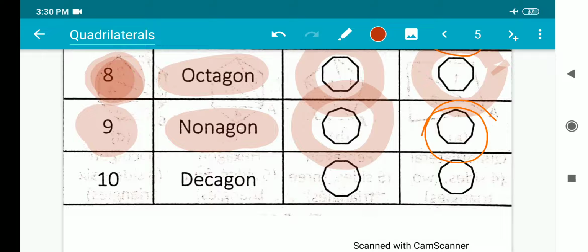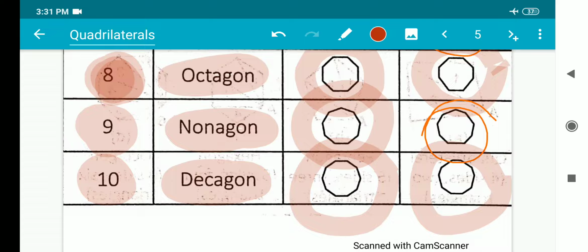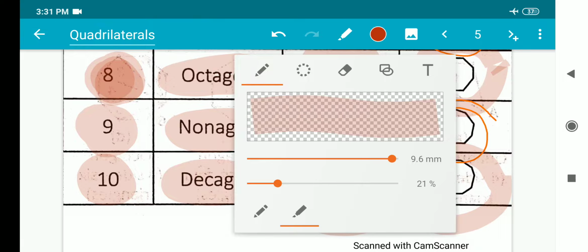And the last one is the decagon, which has 10 sides. A 10-sided polygon is called a decagon. This is a regular decagon and this is an irregular decagon, because as I have discussed, whose all sides measure equal is called regular, and whose sides do not measure equal length is called irregular.